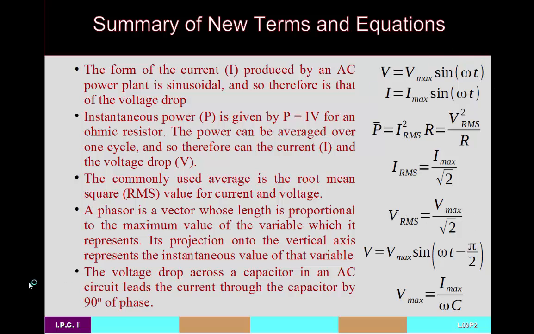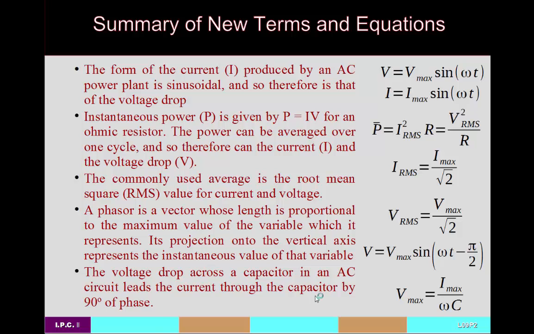Now we turn to specific components of AC circuits. For starters, the phasor, which is a vector which has a length proportional to the maximum value of the variable which it's trying to represent, and whose projection onto the vertical axis represents the instantaneous value of that variable. They're useful for analyzing different elements within an AC circuit.